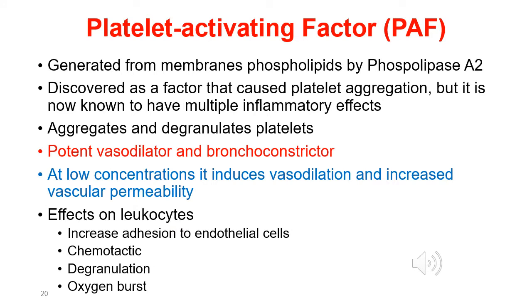The other product, or other metabolite, which is generated from membrane phospholipids by the action of phospholipase A2 is platelet activating factor. This was discovered as a factor that caused platelet aggregation, but it is now known to have multiple inflammatory effects. It enhances aggregation and degranulation of the platelets. It's a potent vasodilator and bronchoconstrictor. At low concentration, it induces vasodilatation and increased vascular permeability. Its effects on the leukocytes include increased adhesion to endothelial cells, as we have seen already, as well as chemotaxis and degranulation, and it also enhances the oxidative burst to produce reactive oxygen species.